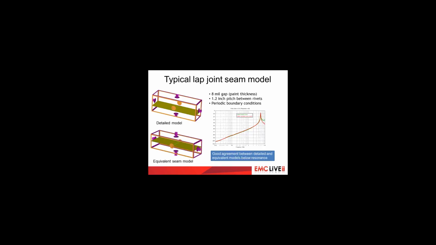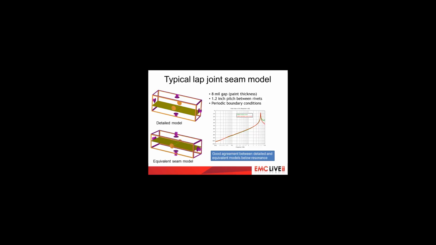As a simple test case, we modeled a typical lap joint. We modeled this in detail, with the two panels, the overlap, and the rivets, but also replaced that with the equivalent seam model to compare the results. The gap width in this case is on the order of about 8 mils, which represents paint thickness for a painted conducting panel.